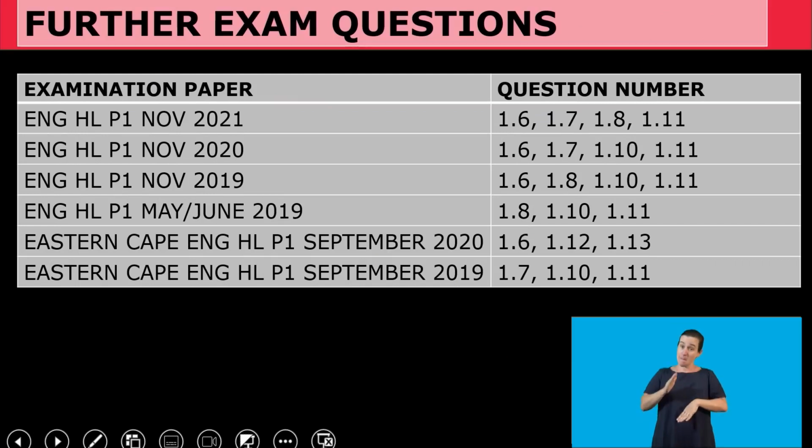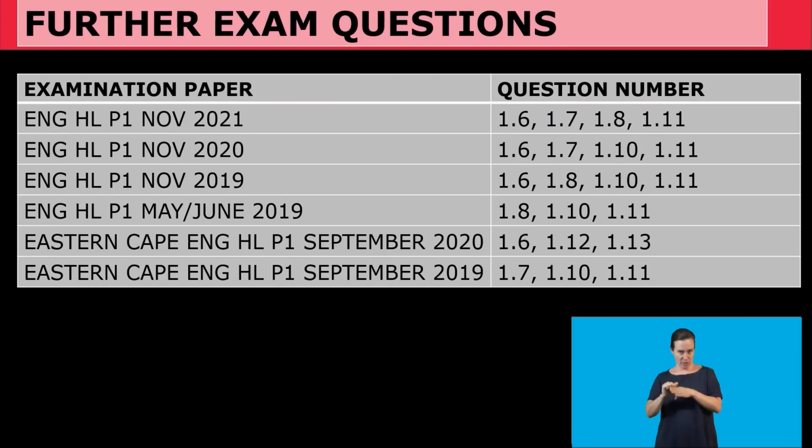Here are some further practice questions for you to go and do to prepare for your next exam paper. You can use 2021, 1.6, 7, 8, and 11. 2020 November paper, 6, 7, 10, and 11, all from question 1. 2019 November, question 1.6, 1.8, 1.10 and 1.11. And then from the May-June 2019 paper, 1.8, 1.10 and 1.11.